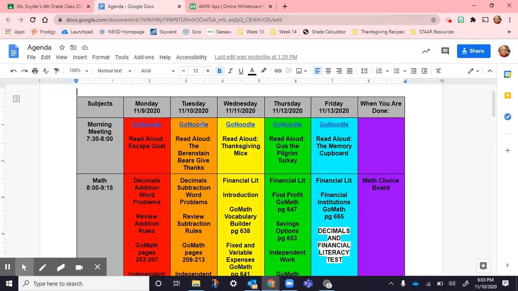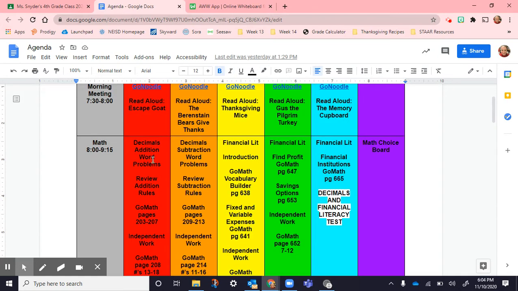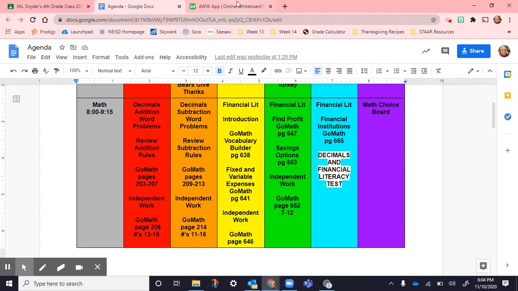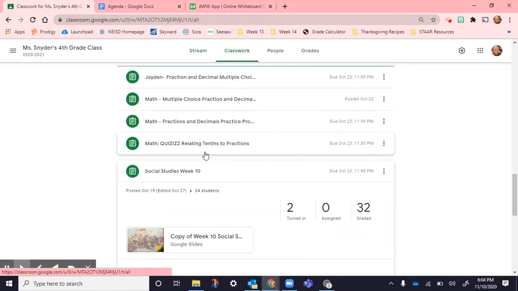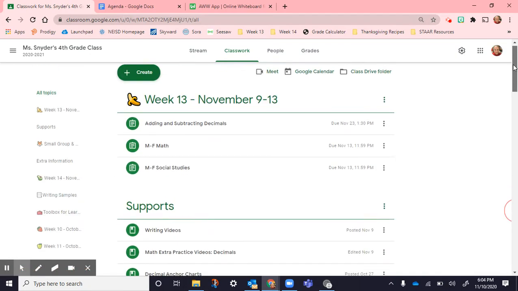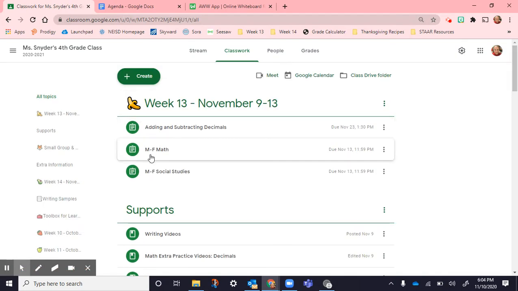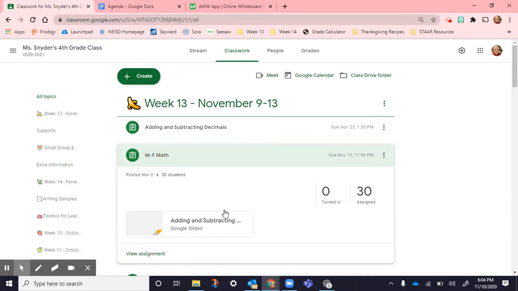We started our day off with our morning movement and our read aloud, and then we got into math. Today in math, it was very similar to yesterday, but instead of addition, we were working on subtraction. We worked on some problems and went over the rules, and all of this can be found under classwork. If you go all the way up to the top for week 13, go Monday through Friday through math, open up that assignment.